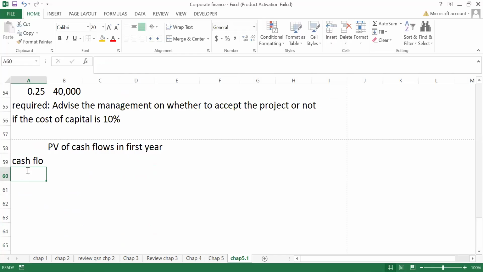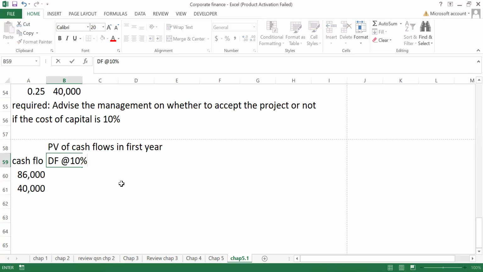It is either 86 or 40. And our discounting factor, which is 10%. This will be what? I think you know this one, 0.909, I think like that. No, it is not 4, it is 50. Sorry. Okay, this is 50.